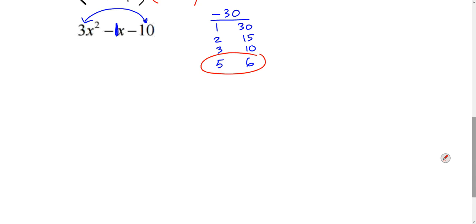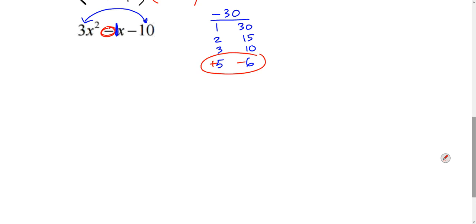Plus 5, negative 6. Did I tell you guys this yesterday? You see this sign right here? That sign always goes on the bigger number when you have your pair. That's how it works. So that sign's a negative, so 6 is bigger, so I put the negative there and the plus there. So that makes it add to negative 1, and it also makes it multiply to negative 30.